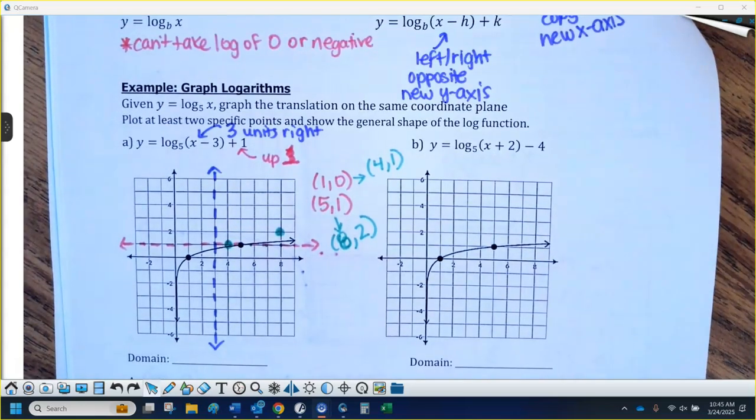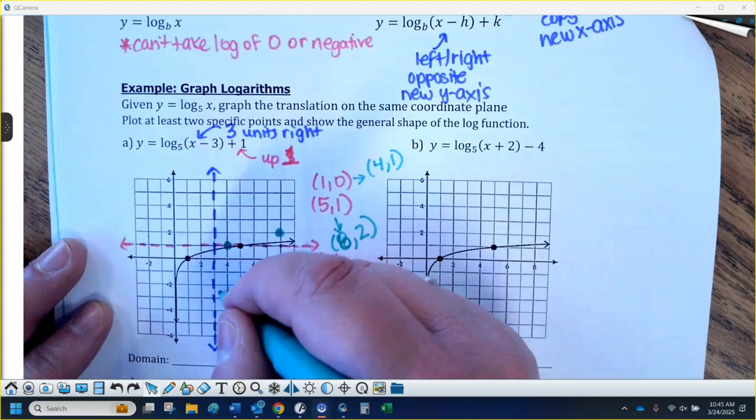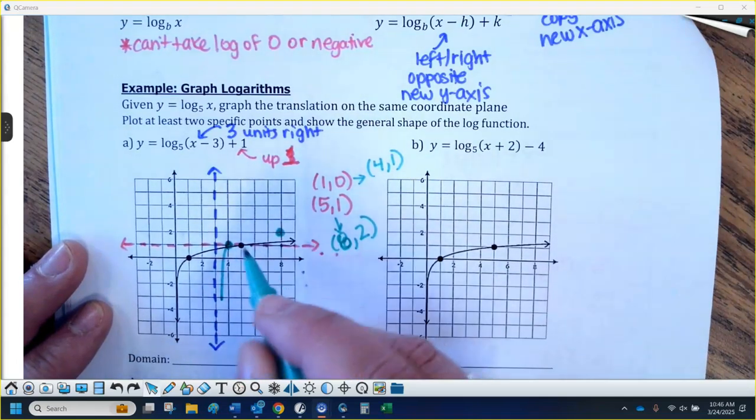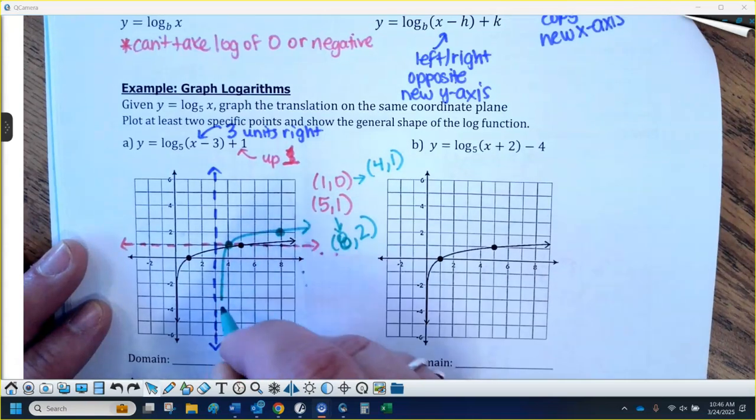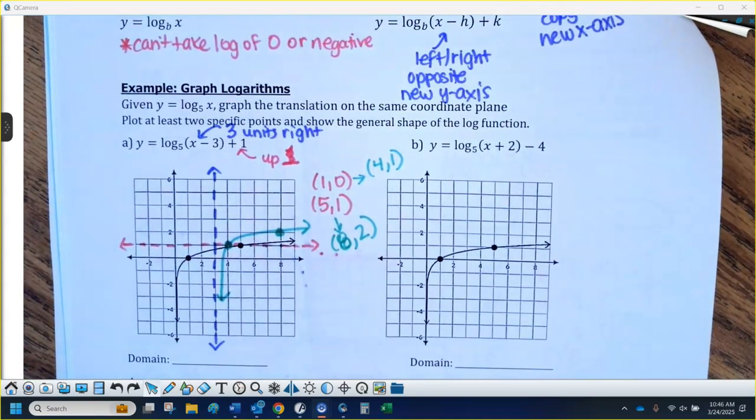If you want to look at that, what it's doing is adding 3 to the x coordinate and adding 1 to the y coordinate. So 1, 0 plus 3 would be 4, and plus 1 to the 0 would be 1. For the second coordinate, I'm adding 3 to the x, so 5 goes to 8. I'm adding 1 to the y, so 1 goes to 2. You could do it that way too, or I like to just shift the x and y axis. And then we're just going to draw it as best we can. Try not to go over that vertical asymptote that you drew.